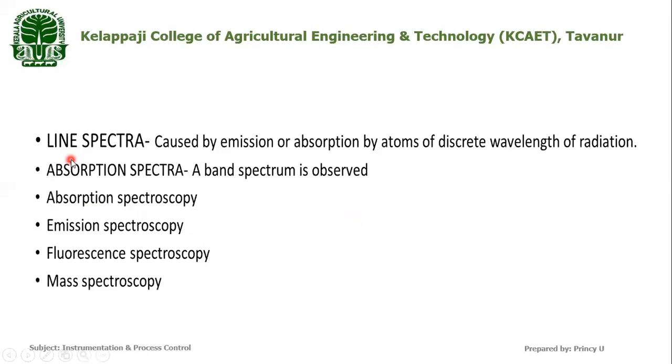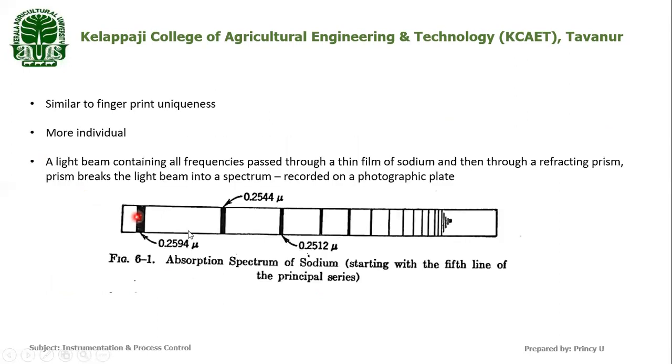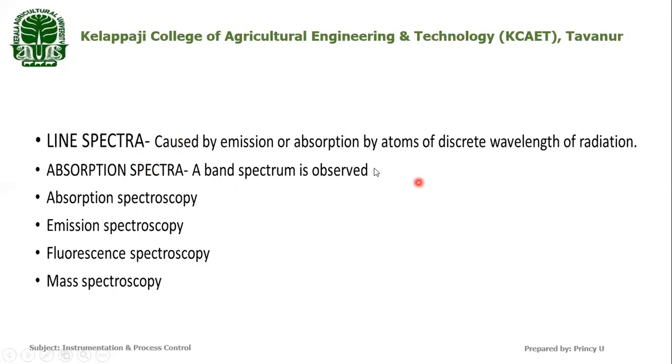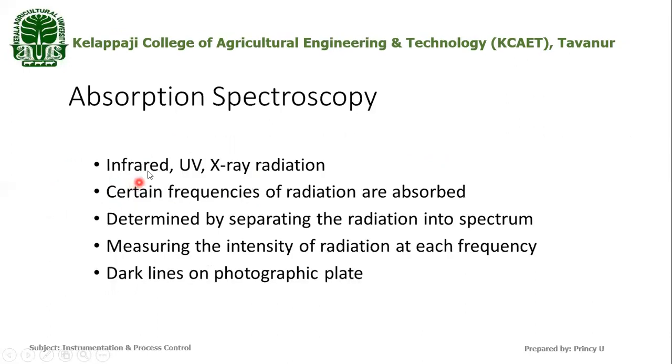Then there are different types of spectroscopy: absorption spectroscopy, emission spectroscopy, fluorescence spectroscopy, and mass spectroscopy. Okay, and the spectra produced by it is known as line spectra, produced on a photographic plate. This type of spectrum is called line spectra, which is caused by emission or absorption by atoms of discrete wavelength of radiation. Okay, so first one we are just discussing about absorption spectroscopy.